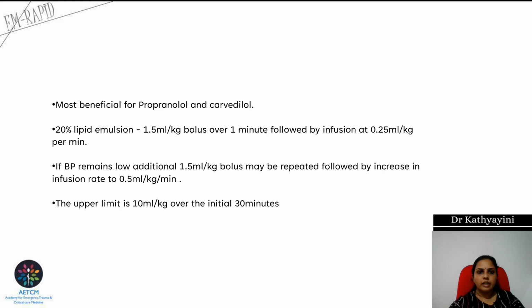Its dosage is 20% lipid emulsion, 1.5 ml per kg bolus over 1 minute, followed by an infusion at 0.25 ml per kg. We can repeat the bolus if there is no improvement, and we can increase the rate of infusion by 0.5 ml per kg per minute, and the maximum dose is not more than 10 ml per kg over the initial 30 minutes.